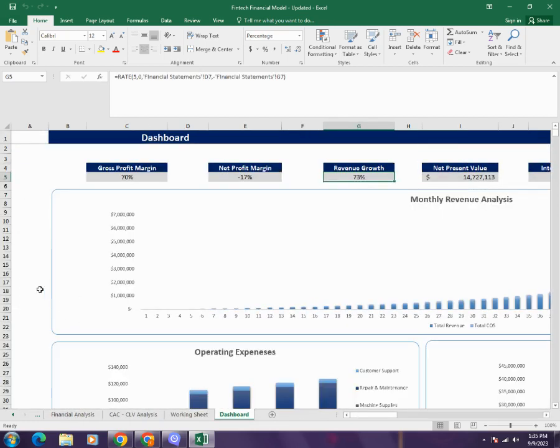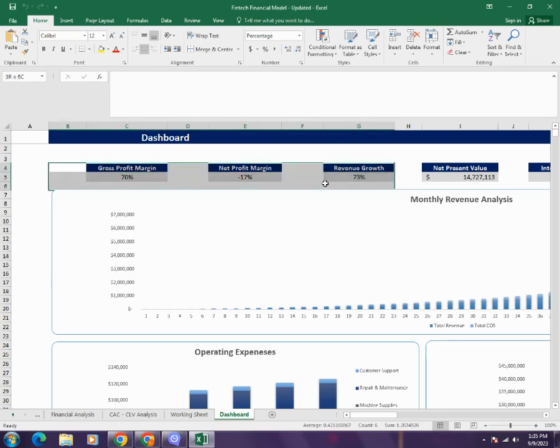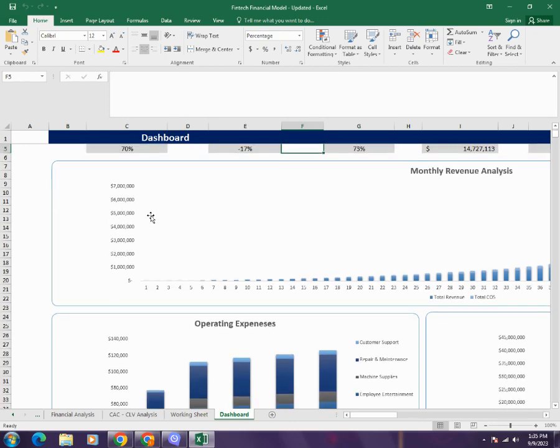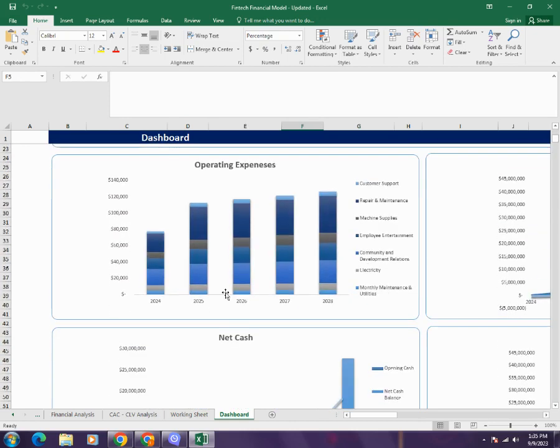Coming towards the last sheet, it is a dashboard sheet which gives you all the information in graphical form. It also highlights all the KPIs of the company. As you can see over here, these graphs help the company make financial decisions easily and as fast as possible.